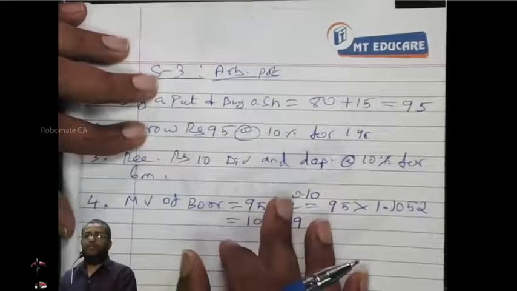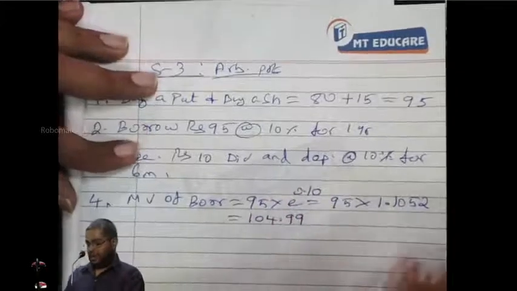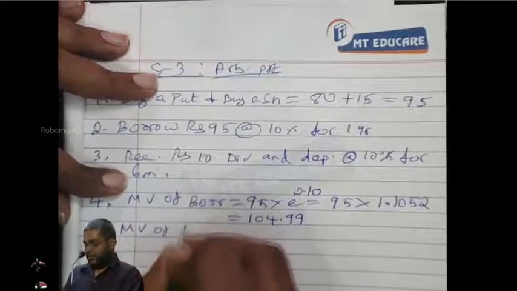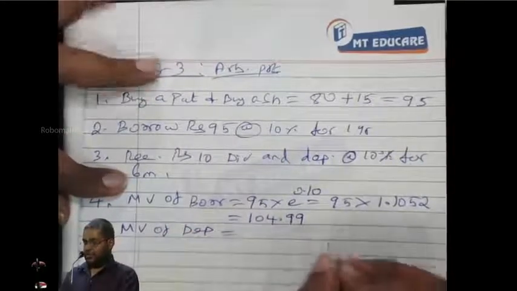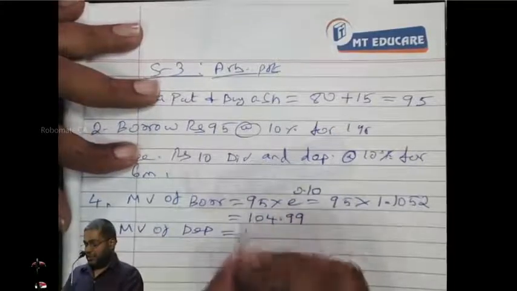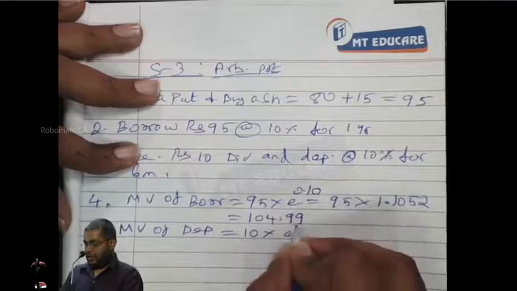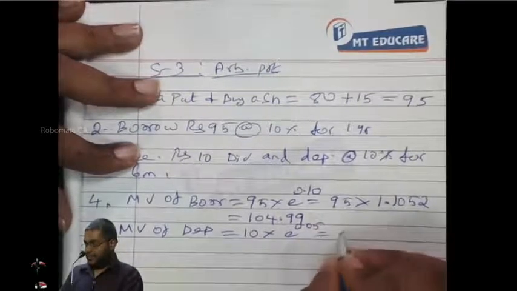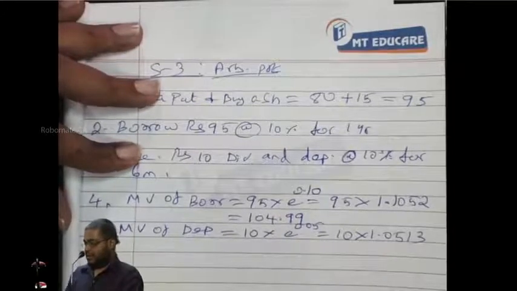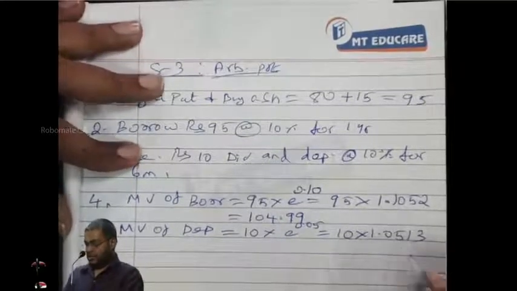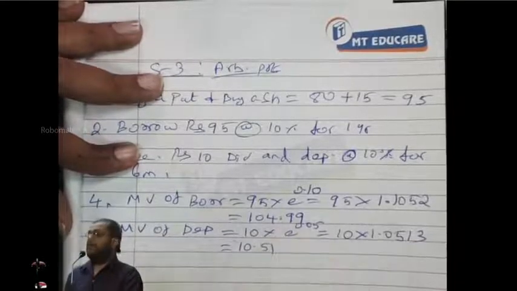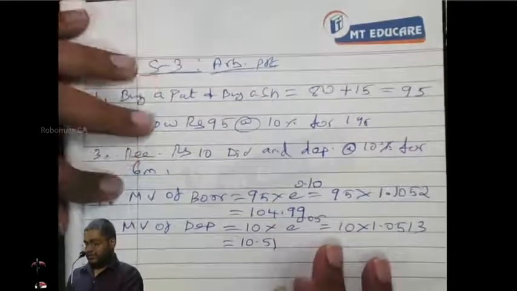104.99. Maturity value of borrowing is 104.99. Next, maturity value of deposit is equal to how much I deposited? 10 into e power 0.05. 10 into 1.0513, whatever, continuous compounding number. 10 into 1.0513 is equal to 10.51. Maturity value of deposit is 10.51.